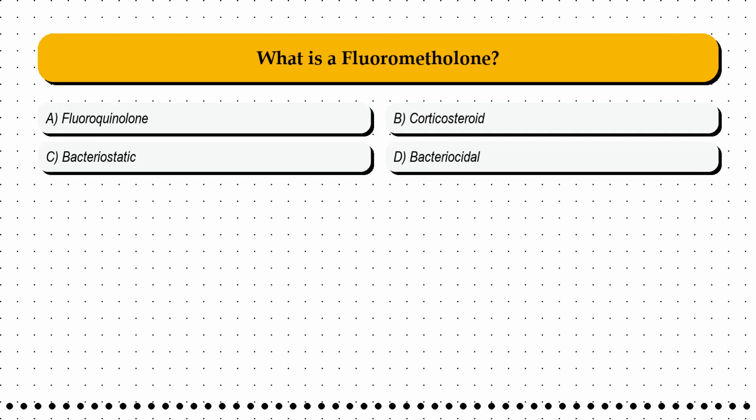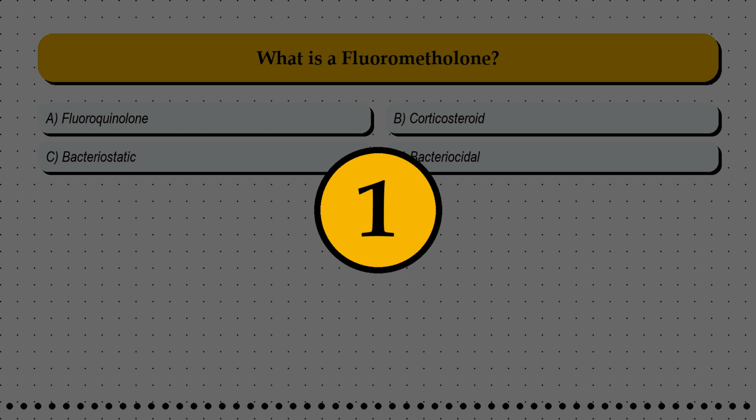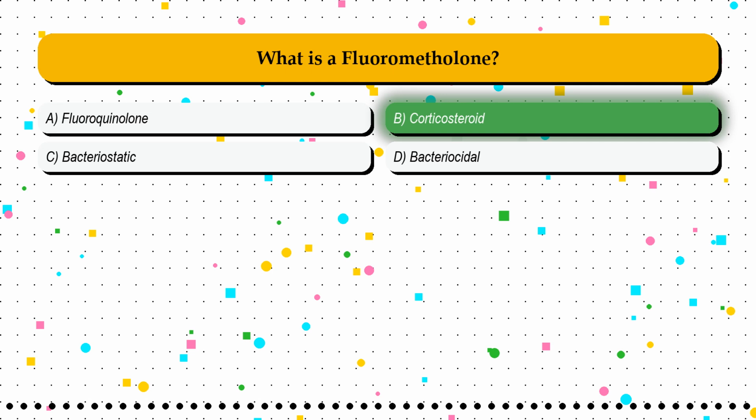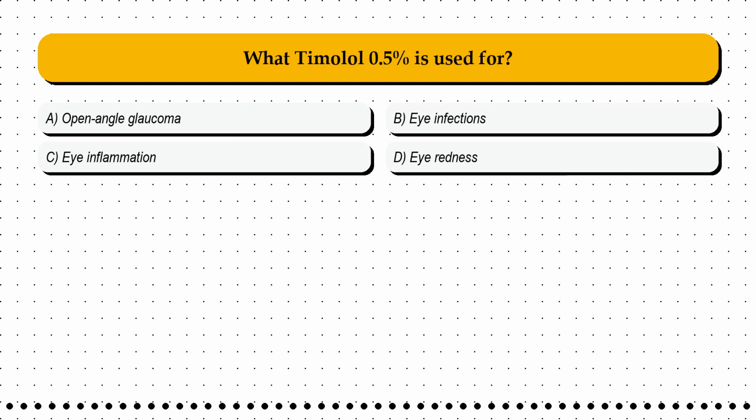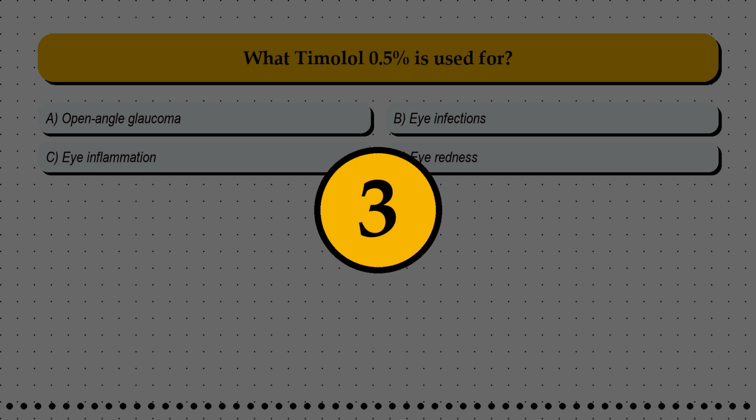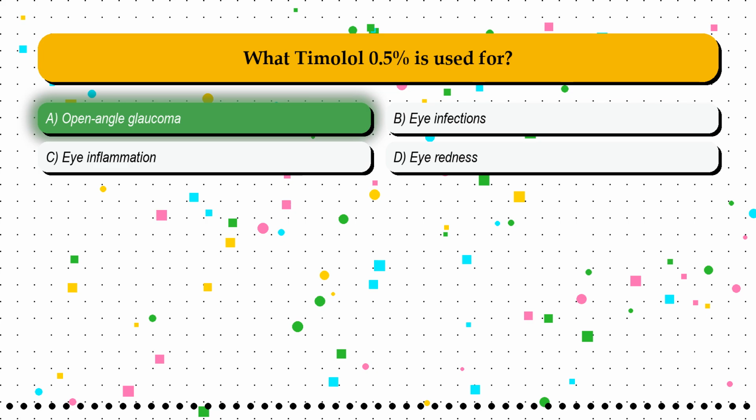Question 181. What is a fluoromethylone? Option A, fluoroquinolone. Option B, corticosteroid. Option C, bacteriostatic. Option D, bactericidal. The correct answer is option B, corticosteroid. Question 182. What is timolol 0.5% used for? Option A, open-angle glaucoma. Option B, eye infections. Option C, eye inflammation. Option D, eye redness. The correct answer is option A, open-angle glaucoma.